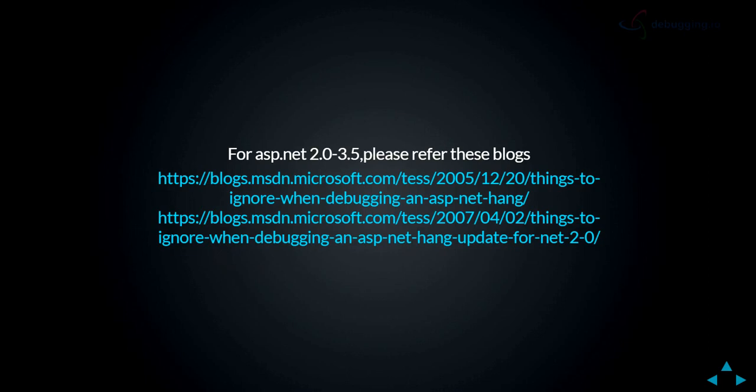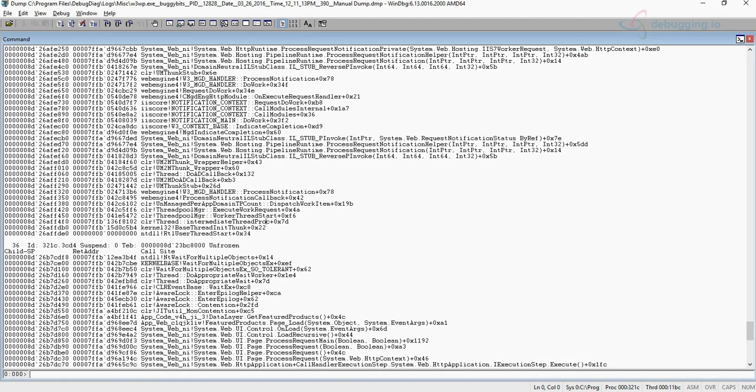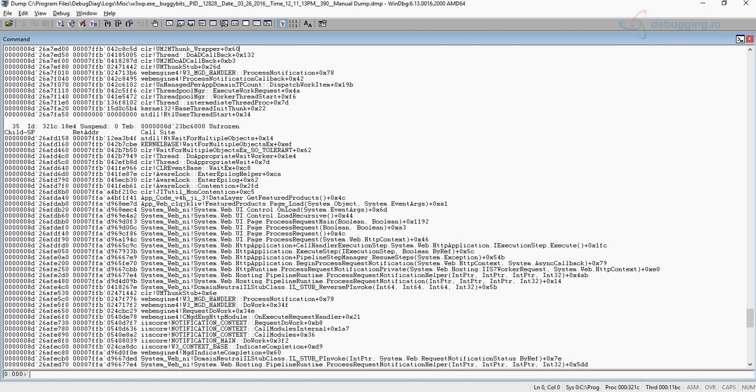And I have given a couple of references in the slide. You can refer to these for 2.0 and 4.0, and you will find that many of the stacks you can ignore. But coming back to our important stuff, what we are looking for is our code, the code which is executing ASP.NET. That means ASP.NET is basically System.Web, and in System.Web you would see something like process request notification. And you would actually see System.Web.UI.Page.ProcessRequest. This is where our actual request execution happens.